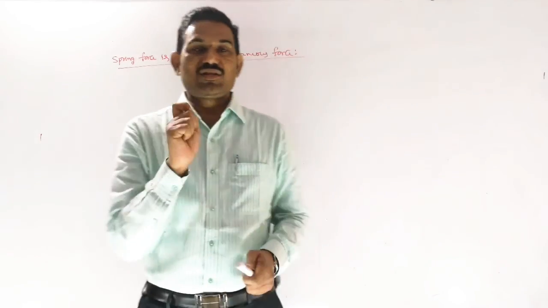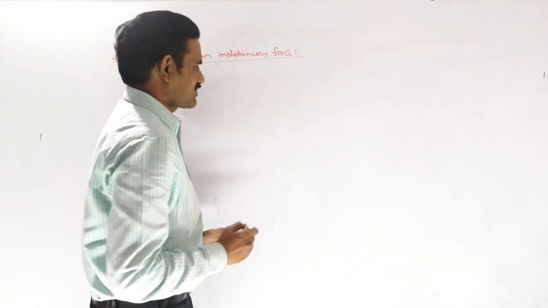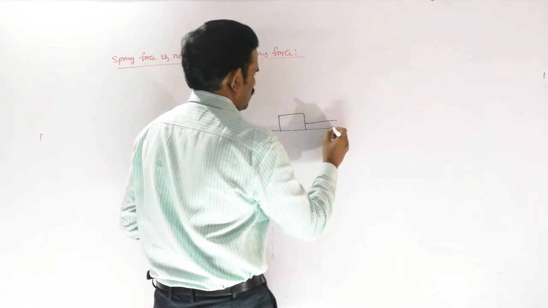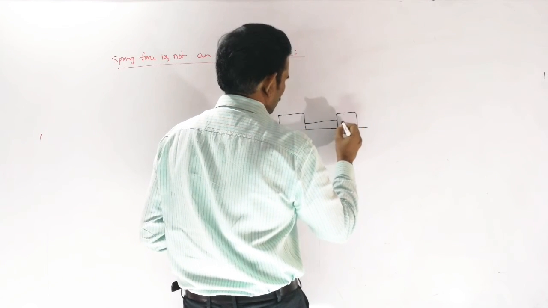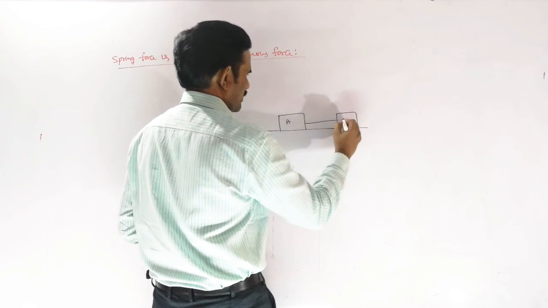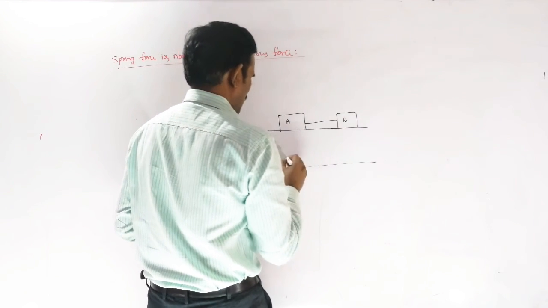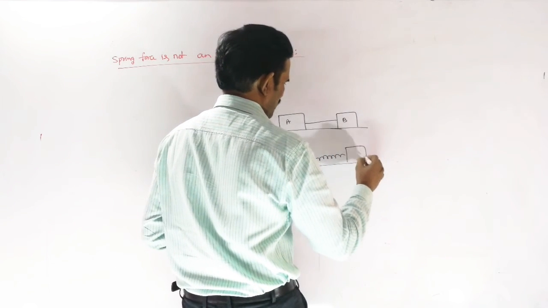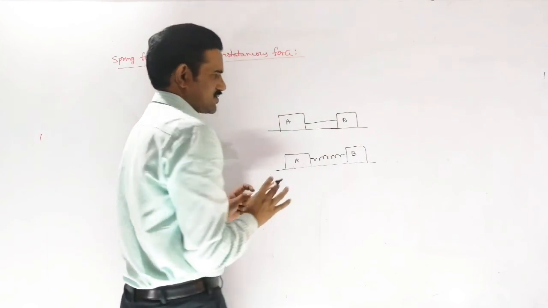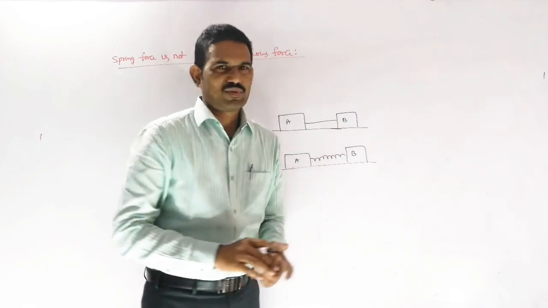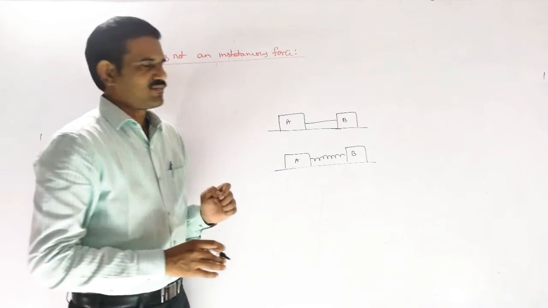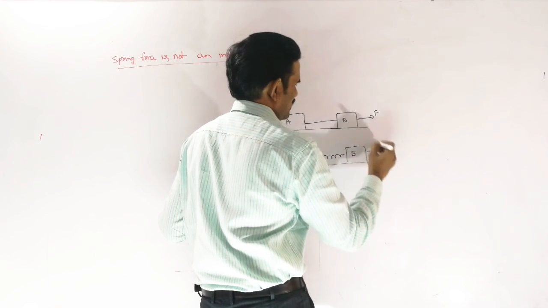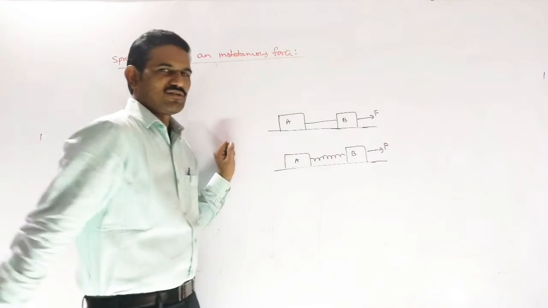whereas the tension in the string is instantaneous. I will explain with a simple example here. Let us consider two identical blocks connected by a string. Let us say this block is A and this block is B. And similar blocks are connected by a spring also. One system is connected with the spring and the other system is connected with the string. Suppose a force F is applied on the system. Suddenly we are pulling that system with a force F.